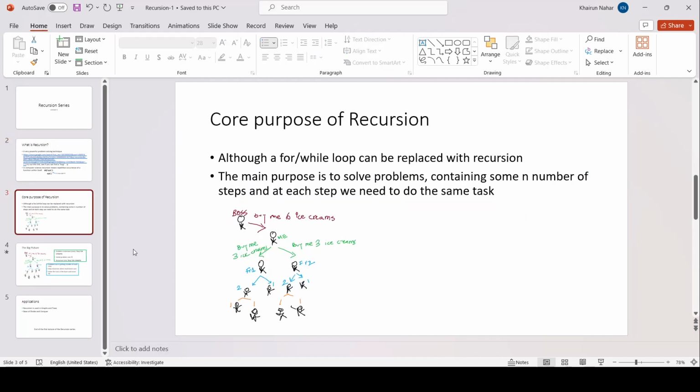Although a loop can be replaced with recursion, the core purpose of recursion is to solve certain problems having some n number of steps, where at each step we need to do the same task. Now, over here I have drawn a diagram that describes an example where my boss asks me to buy him 6 ice creams. And this is what I do.